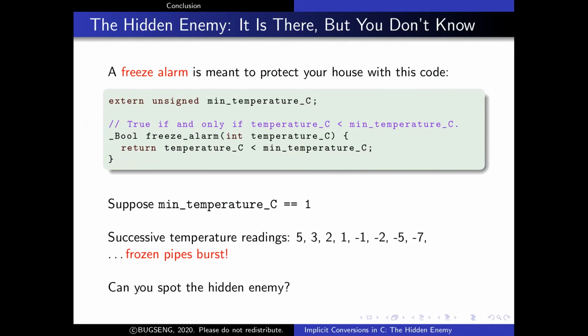So the question was, can you spot the hidden enemy? And here it is. We have seen it a couple of slides ago. The temperature C variable, which is of type int, will be converted to unsigned. So when the temperature passes from 1 to -1, we will have a large unsigned quantity, and the comparison will give false. So the freeze alarm does not trigger.